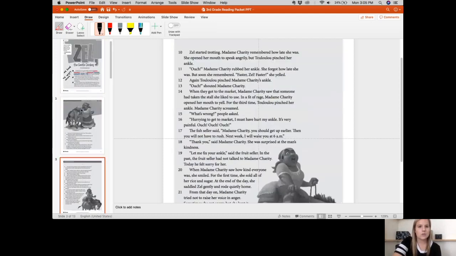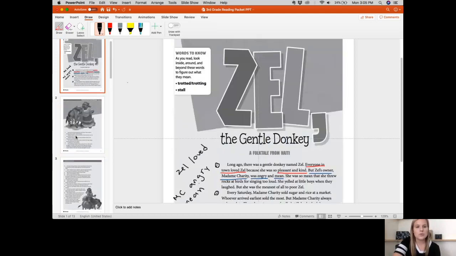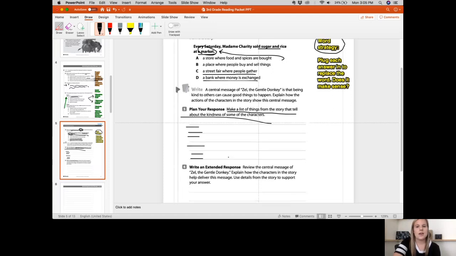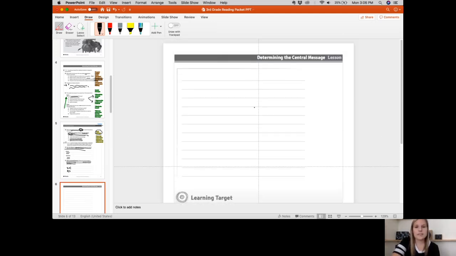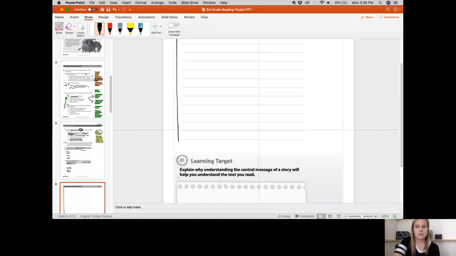So you already have your written response. You just have to use the text. Next, you're going to review the central message of Zelda the Gentle Donkey. Explain how the characters in the story help deliver this message. So what does Zelda do to help with the message? What does Madame Charity do to help with the message? Okay, that written response is going to be about that. And you have some extended paper right here so that you can write a really good response.